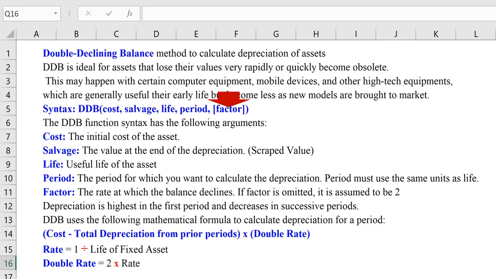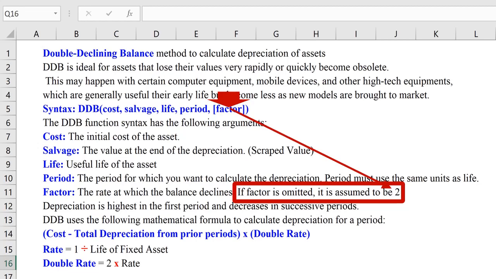Factor is optional for this function. Factor represents the times of the rate we want to calculate. If factor is not provided in the DDB financial function, it is automatically assumed to be 2. 2 means double of the rate.